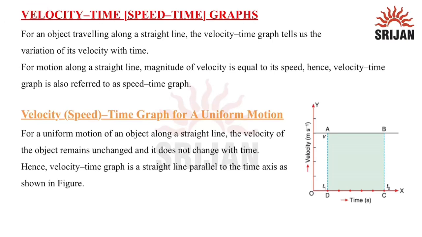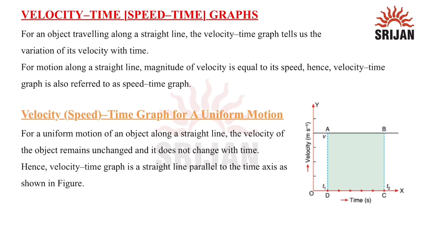In this video, we will learn about velocity time, that is, speed time graphs. For an object traveling along a straight line, the velocity time graph tells us the variation of its velocity with time. For motion along a straight line, magnitude of velocity is equal to its speed. Hence, the velocity time graph is also referred to as speed time graph.